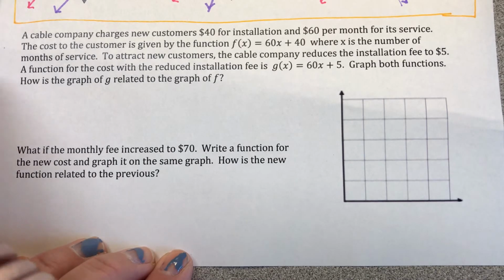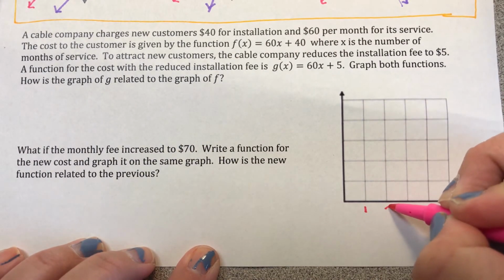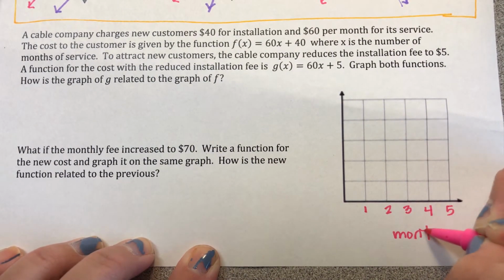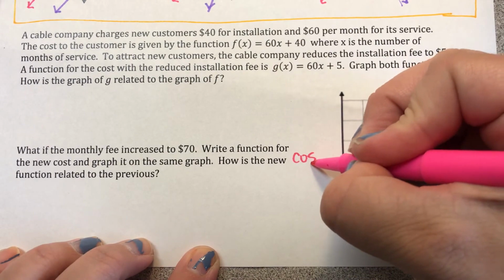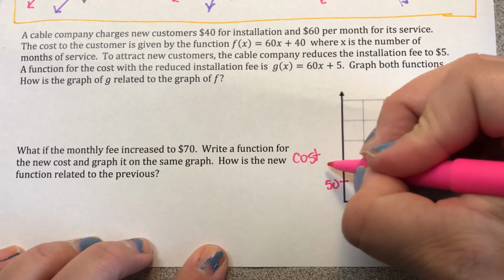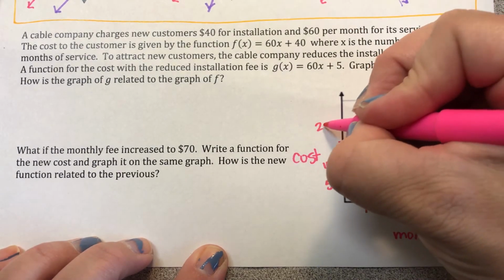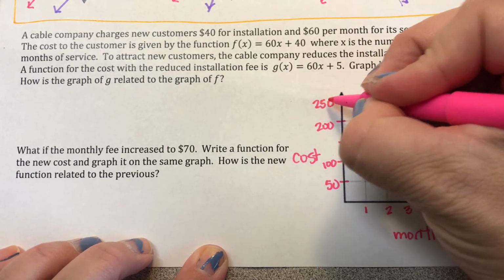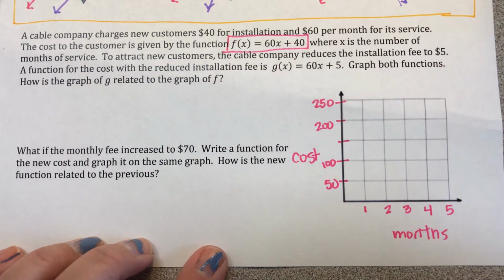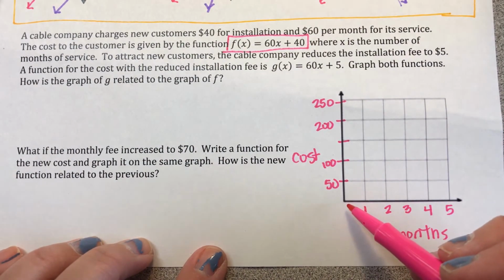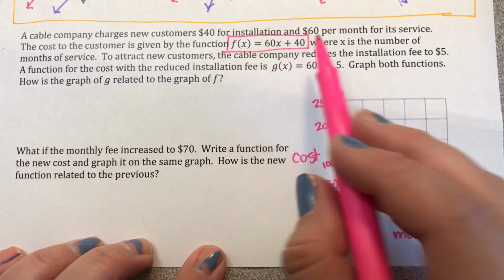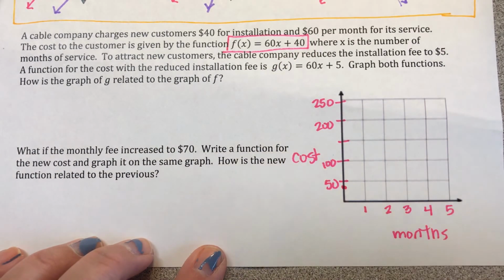Okay, so let's go ahead. We're going to put months on the bottom here: 1 month, 2 months, 3 months, 4 months, and 5 months. Then we're going to put cost up the side, and I'm going to go by 50s: 50, 100, 150, 200, 250. Okay, so let's just do the original cost in pink. If you use cable for 0 months, you just sign up, you're going to have to pay 60 times 0 plus $40. So 0 months right there.